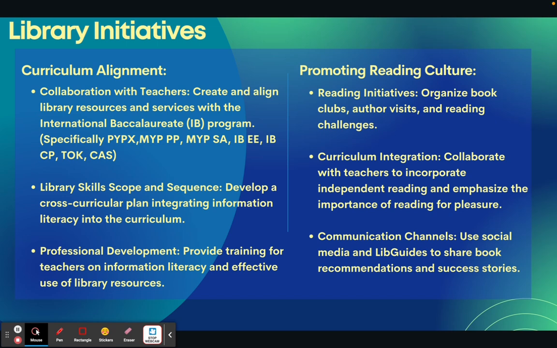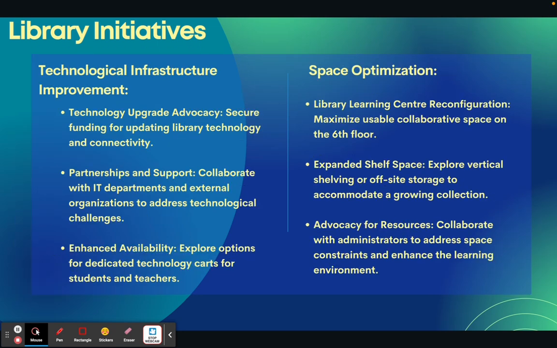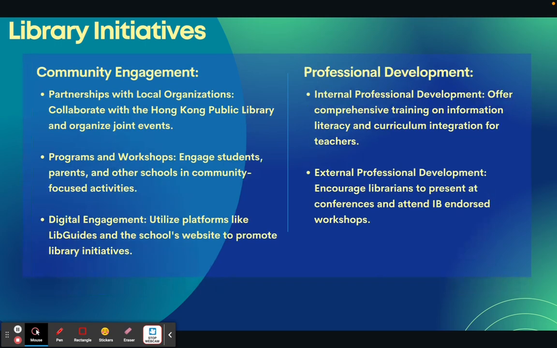We have a library skills scope and sequence, which is a big, large document that shows all of the different research skills that students should be acquiring from early years all the way up to high school. And then more things about promoting reading culture. And our technology improvements, our space optimization, which hasn't really happened yet, but that's something that's on the table for next year. Community engagement, professional development.